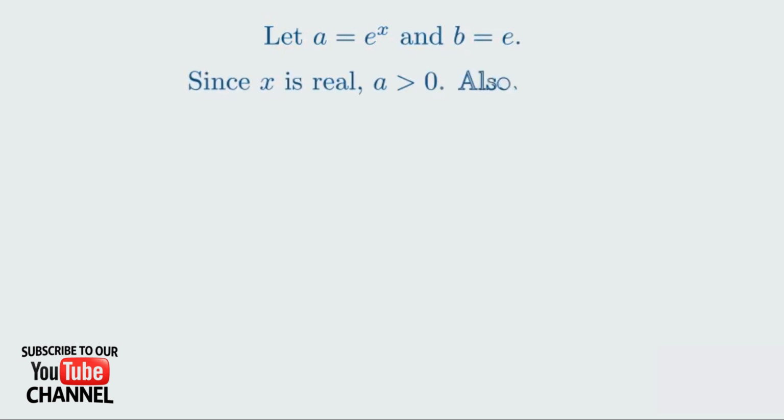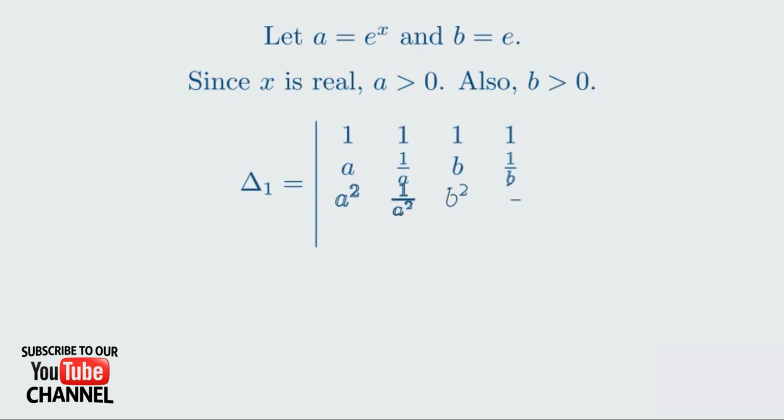To simplify our work, we'll use a standard substitution. Let's set a equal to e to the power of x, and b equal to e. Remember, since x is a real number, a will be a positive real number. Now, we can rewrite our determinant using these new variables. Notice the third row has e to the 2x, which is the same as e to the x squared, or a squared. Similarly, the fourth row has a to the fourth.